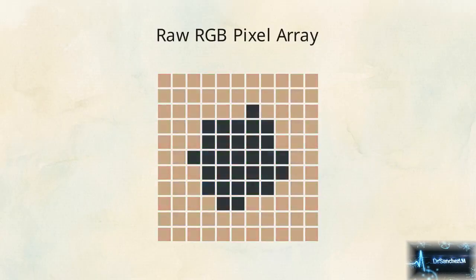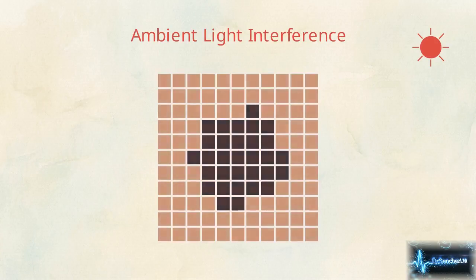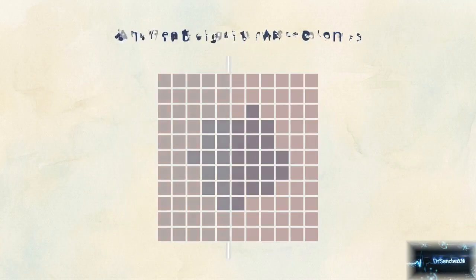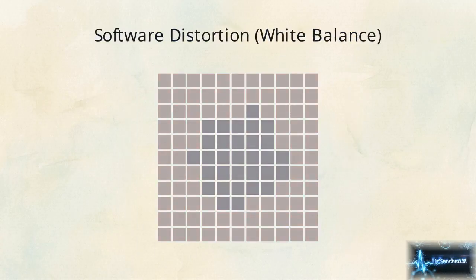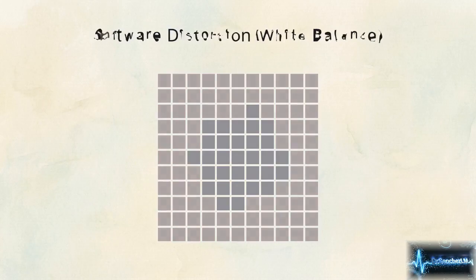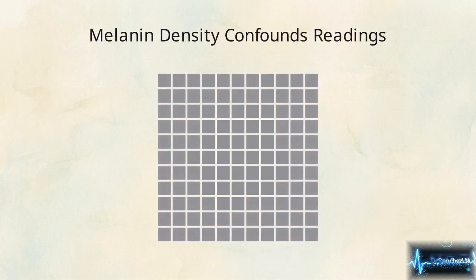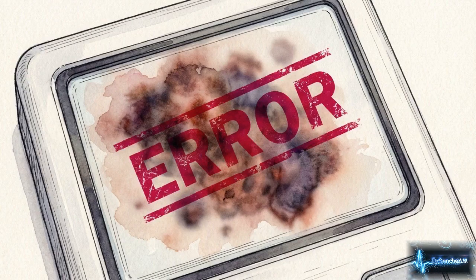Smartphones capture surface light as a 2D grid of RGB pixels. Ambient light temperature corrupts these values before AI processing. Internal white balance filters further distort this diagnostic data. Finally, natural melanin density confounds the readings, creating systemic bias against darker skin tones. Smartphone AI fails because it is attempting to diagnose a deeply structural, cellular disease using easily corrupted surface reflections.